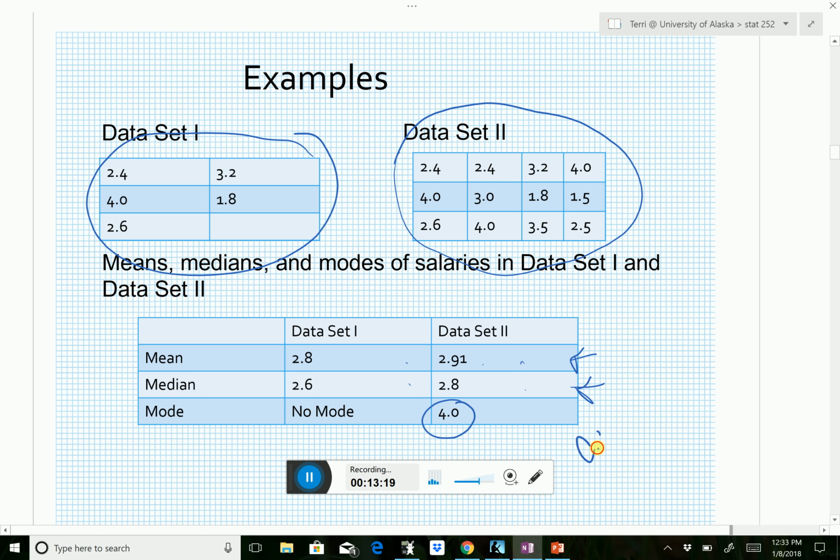So can you really call mode a measure of center?